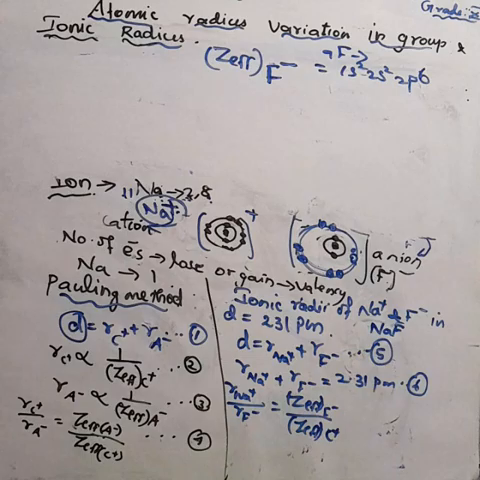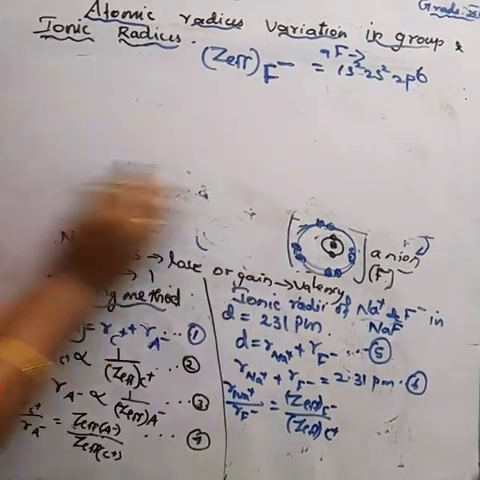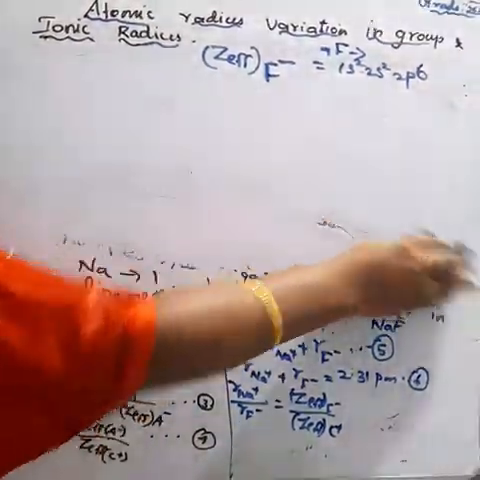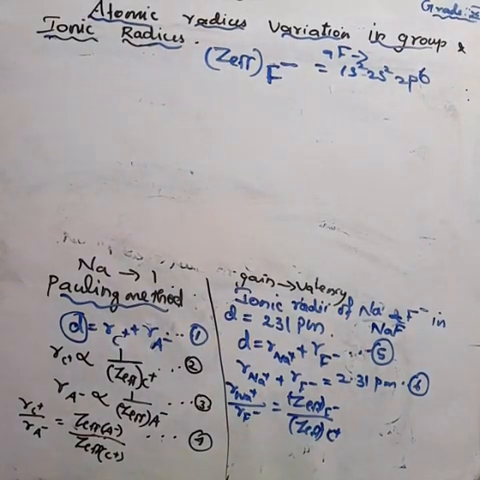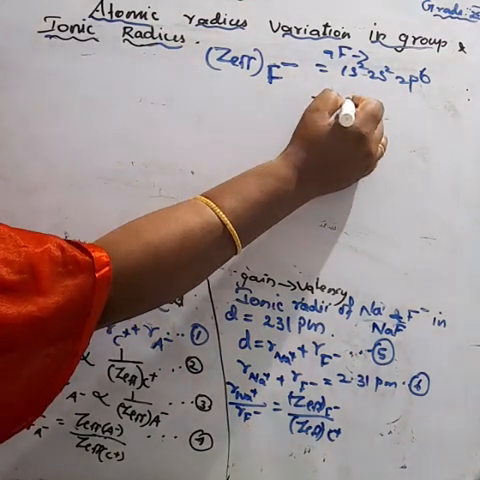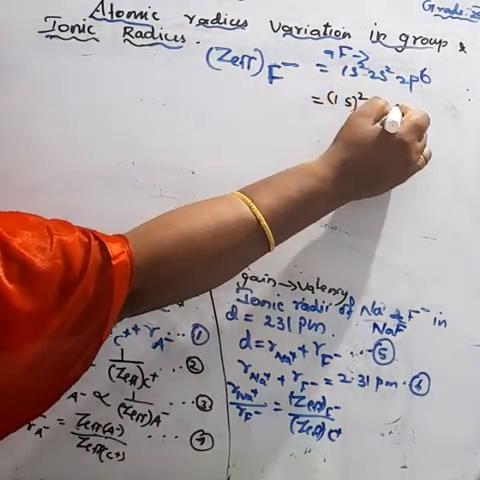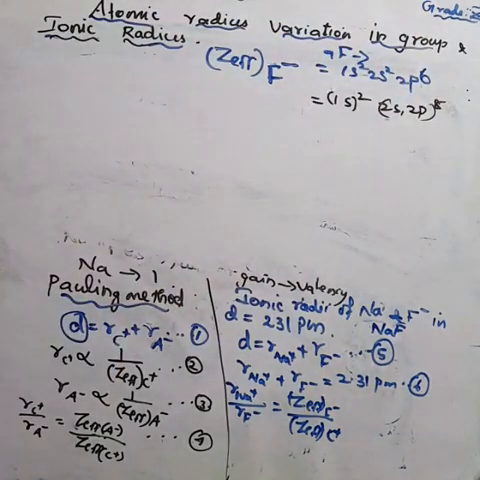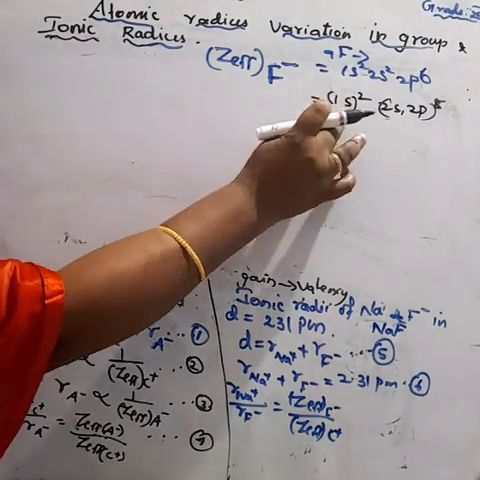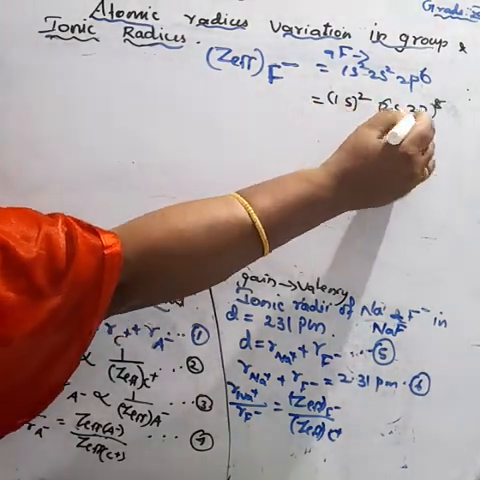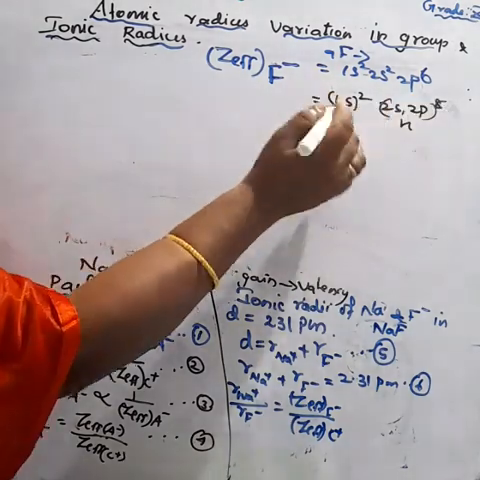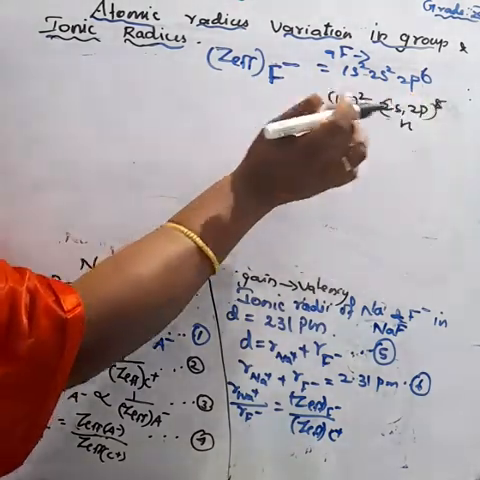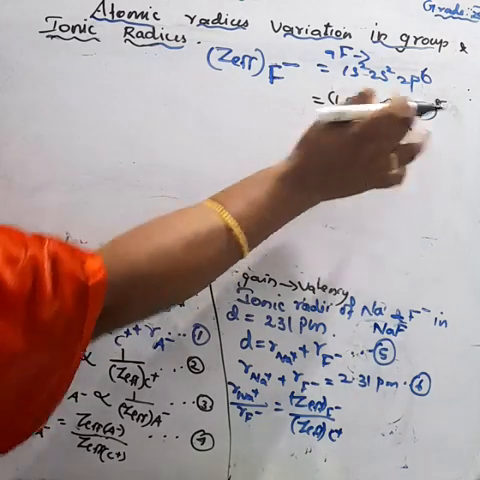Understood? According to Slater's rule, we can group these electrons: first the 1s2 electrons, and then the 2s and 2p electrons. That is 2 plus 6, totally 8 electrons. When we are calculating the effective nuclear charge by Slater's concept, we are calculating the screening constant for the 2p orbital.